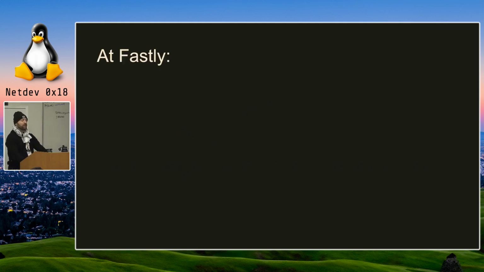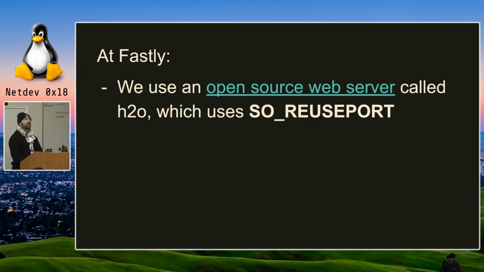Okay, so at Fastly, just to give you some background before I explain what I ended up actually doing. At Fastly, we use an open source web server called H2O, and H2O uses SO_REUSEPORT so that all of the worker threads can listen on the same port, and the kernel can delegate incoming connections to the proper file descriptors as it deems necessary, and you can control that with a BPF program.